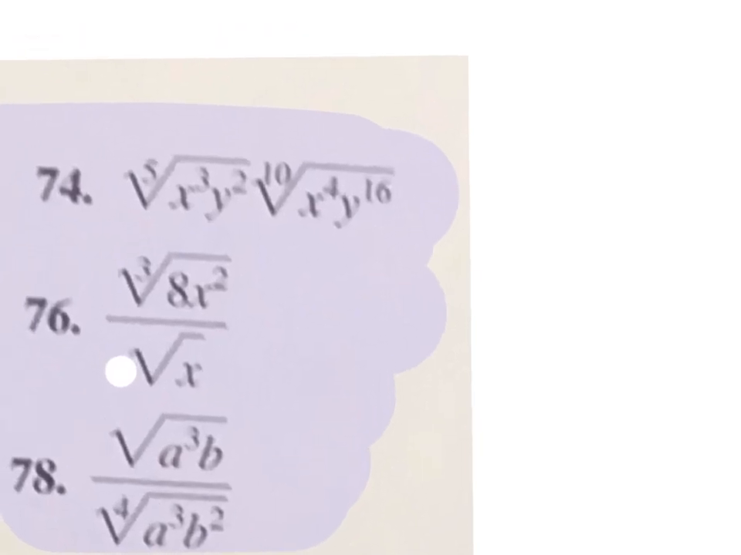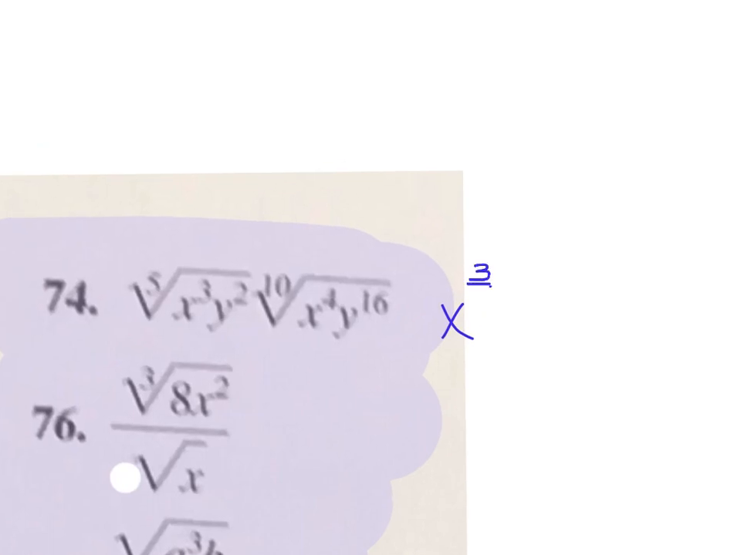So I can rewrite this as x to the what? 3/5. Where do we get 3 over 5? The 3, the exponent, and then the index becomes the denominator, right? Good job. So I have y to the what?